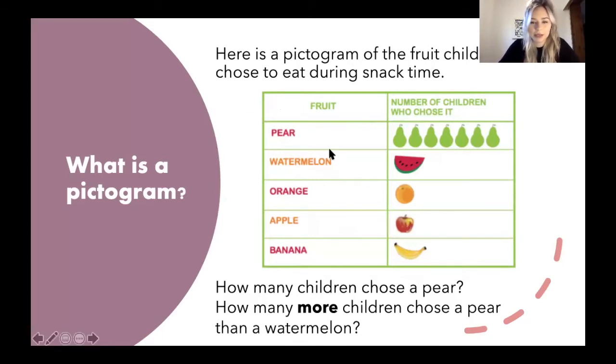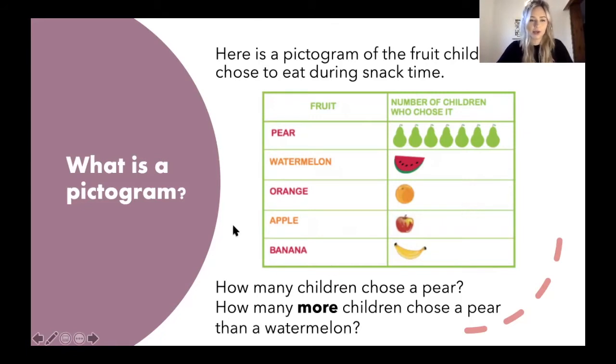Now, in this column here, we've got the different types of fruit. And then in this column here, we have the number of children who chose it. And to represent that data, we've got a picture of the fruit in each of the columns.